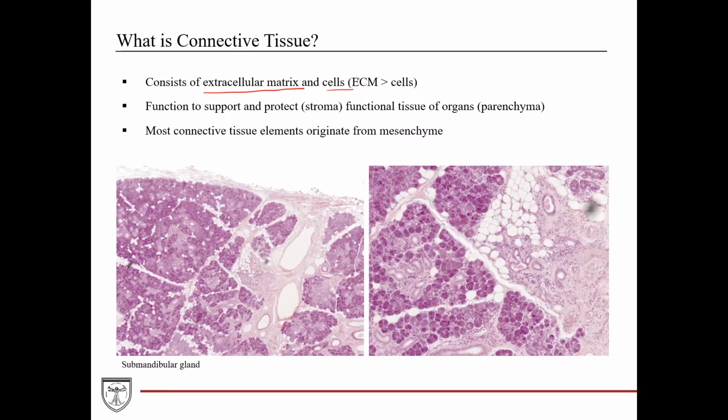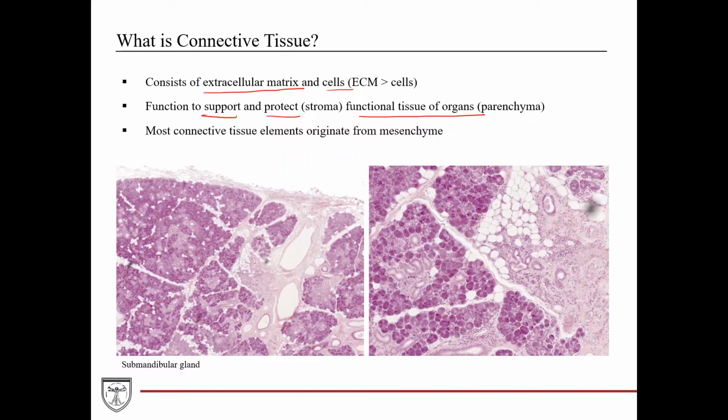Versus in the epithelium, remember that this was reversed. The major component of epithelium is the epithelial cells, and then you do have some extracellular matrix components to support those cells. The main function of connective tissue is to support and protect the functional tissue of organs. This is a great segue into explaining the difference between parenchyma and stroma.